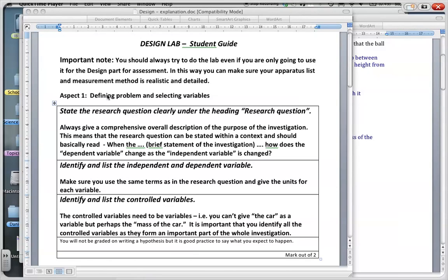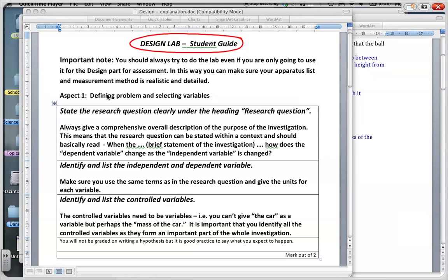In this recording, I'm going to start off looking at the design lab. Students need to do this quite independently, these design labs. They shouldn't be a standard physics lab, and they must be done independently. You have to work this out for yourself according to the specific research question that you have chosen.